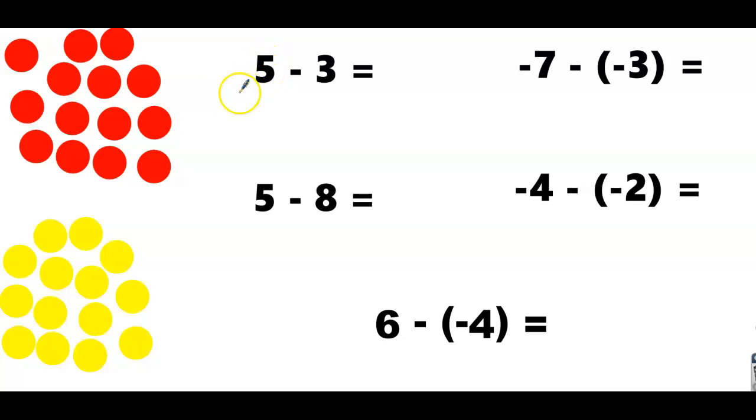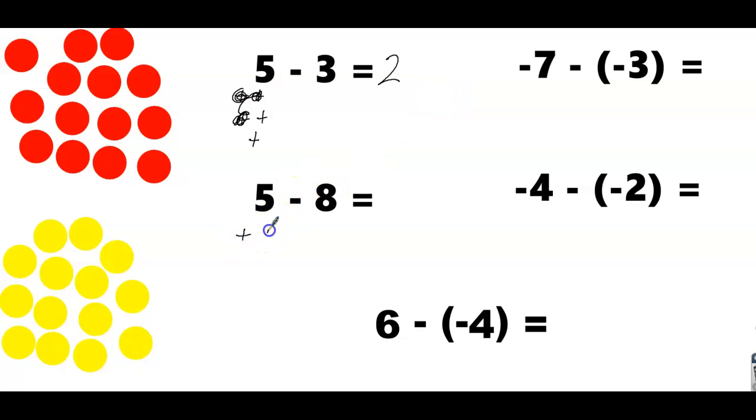So here we have positive 5. 1, 2, 3, 4, 5. And we want to take away 3 positives. How do I know this is a positive 3? If it was a negative 3, it would be in parentheses like this. All right, I want to take away 3 of them. So if I take away 1, 2, and 3, what do I have left? 2. You've known since 2nd grade that 5 minus 3 was 2. Right? But now you see how it works.